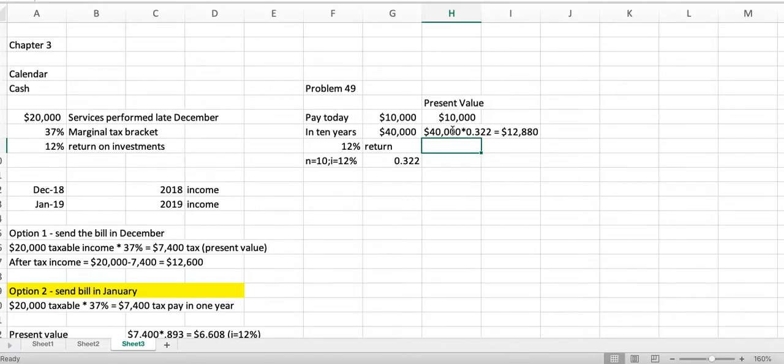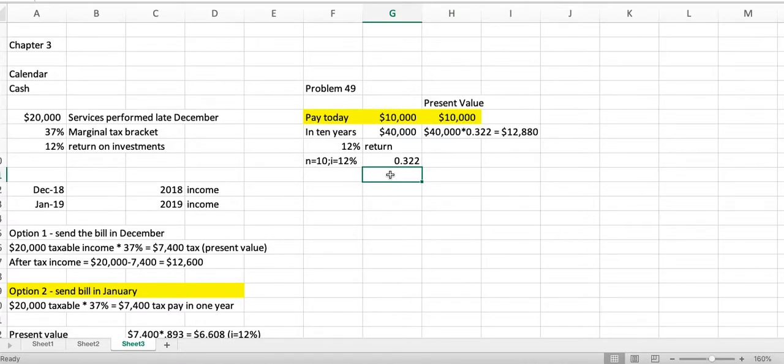And so which one of these do we want to do? Do we want to pay $10,000 today, or do we want to pay $40,000 in 10 years? So we compare apples to apples. Now, there's some risk. I mean, we're assuming we can continue to get this 12% return. But based on what we know, it would be better to go ahead and pay the $10,000 today.